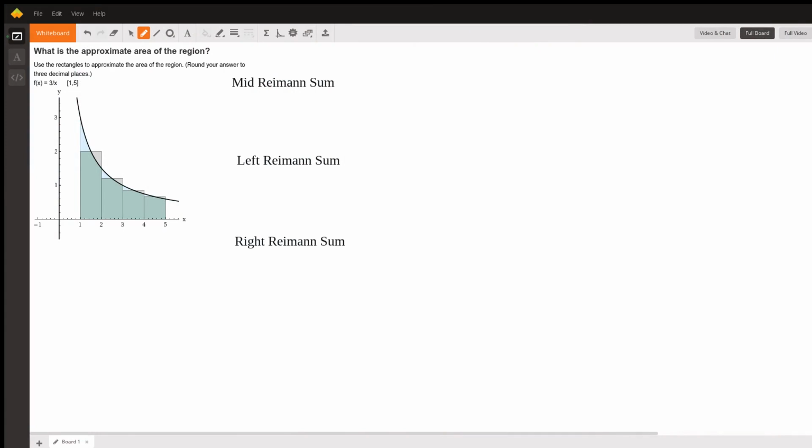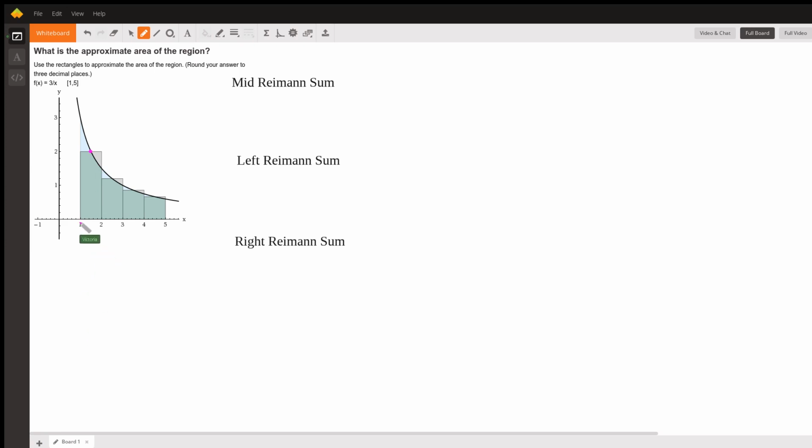Today we're going to find the approximate area of the region under 3 over x from x equals 1 to 5. So we call these Riemann sums, and I think we'll find the mid-Riemann sum first because it's the easiest to see what's happening.